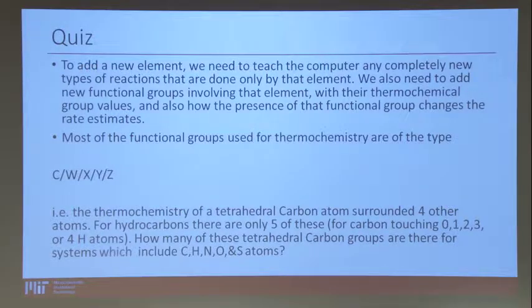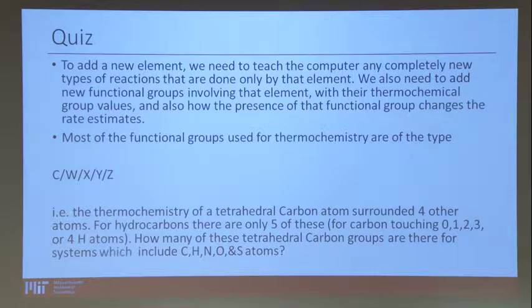All right, another quiz for you. I guess this might be the last one before we switch over to Professor Liu. If you want to add a new element to a simulation, or to RMG, we need to teach the computer any types of new reactions that only that element does, that your previous elements didn't do.